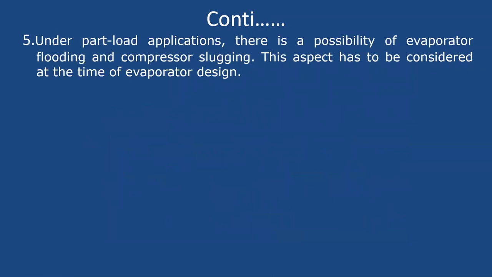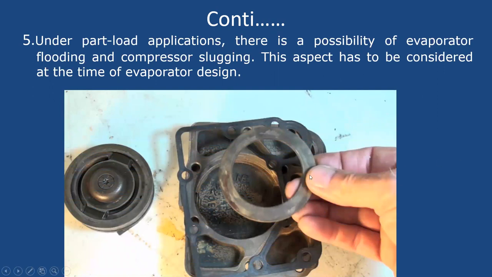Part load application also we need to consider, because in part load generally there is a possibility of evaporator flooding. With a part load, less refrigerant evaporates, so the evaporator is flooded with refrigerant, even in a DX type evaporator, and during the suction stroke that refrigerant may enter into the compressor and cause compressor sludging. This aspect has to be considered at the time of evaporator design, because the designer must know what the application is, whether it is continuously used for full load, or if it is used for part load, then they have to make a separate provision for monitoring or regulating the flow.